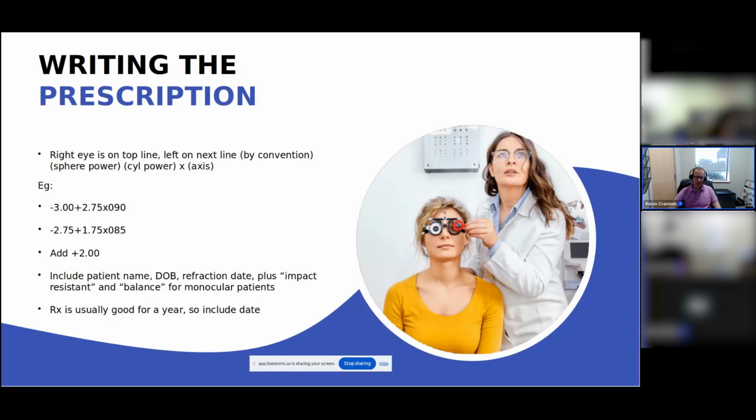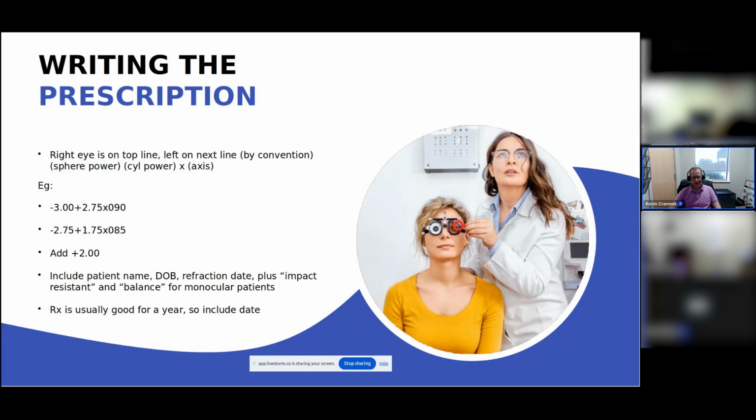And by convention, you write out all three of those numbers. So you wouldn't write minus 3.00 plus 2.75 times 90 in shorthand. You write out all of those numbers. And the reason is so that we know that everything's been written down. So if it said times 10, then you wouldn't know, did they forget the last zero, and was it really at 100 instead of 10?